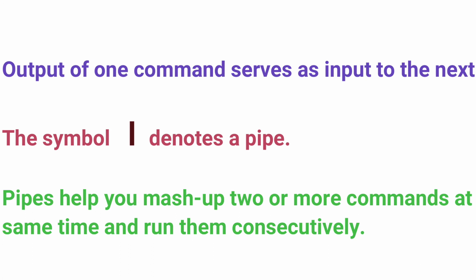So as you know, pipe helps you to mash up two or more commands at the same time and run them consecutively. So you can use a powerful command which can perform complex tasks using this pipe. So in this video, you must have seen how we use the pipe command in order to join two commands and execute them to increase the performance.